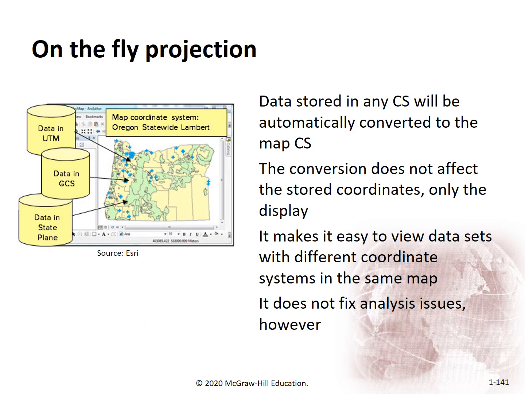On-the-fly projection. What do you need to know about this? Data that's in any coordinate system will be automatically converted to the coordinate system of your map, but the conversion does not affect the stored coordinates. It only affects the display, so it really doesn't convert it, it just displays it as if it was converted. That's why you always go ahead and make all the conversions on your data. But for simply looking at it and displaying it and seeing if it's what you need, the on-the-fly projection functions that are available in the ArcGIS software do wonderful things.